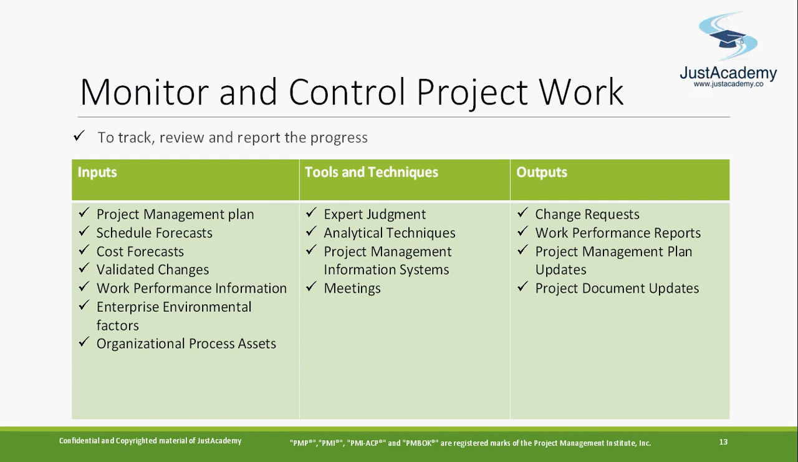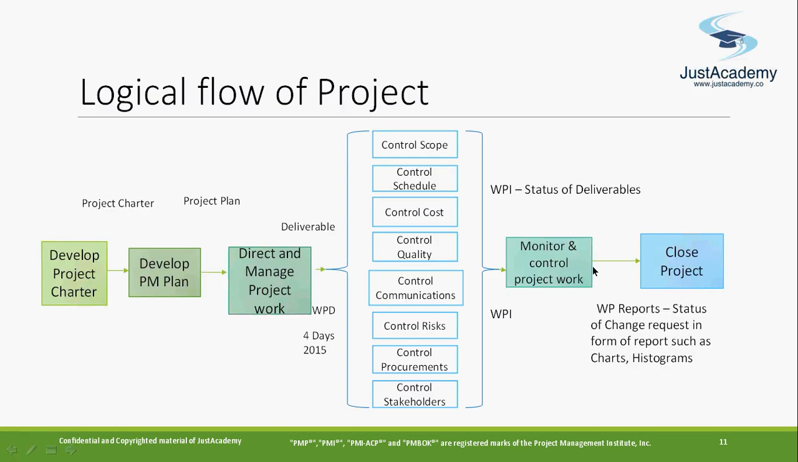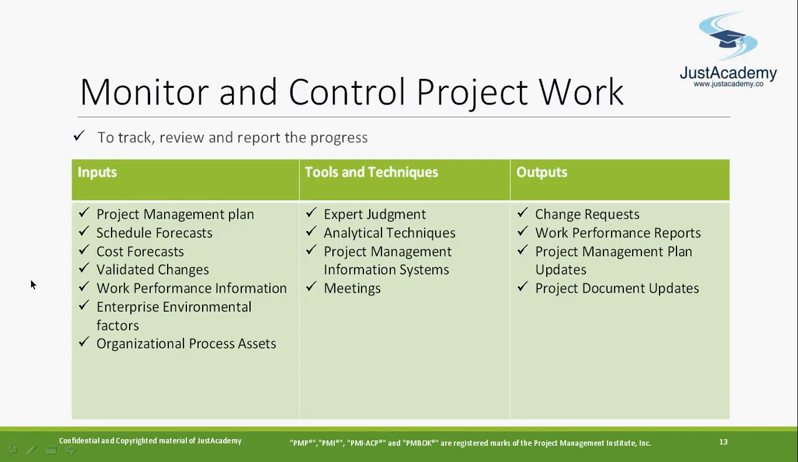What are the inputs there? Schedule management, schedule forecast: how much time you need now, next. If you see this, monitor and control work, your work performance information is an input here, right? So in the work performance information, you can forecast: I need 2 more days, I need this much money, I need this many resources. That's why you need to have a schedule forecast, cost forecast, and validated changes.